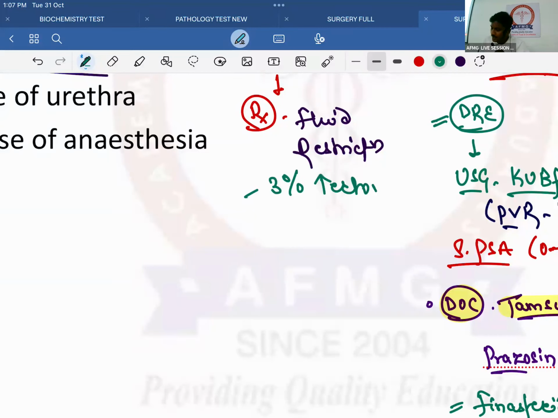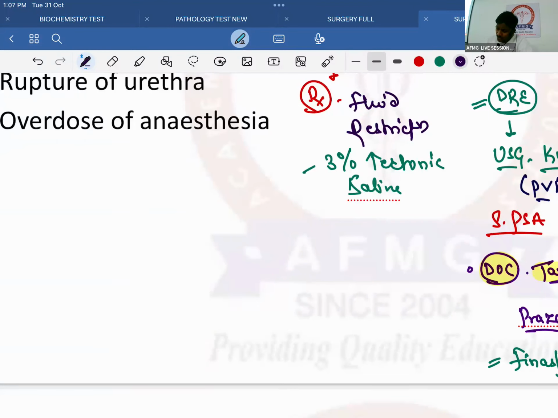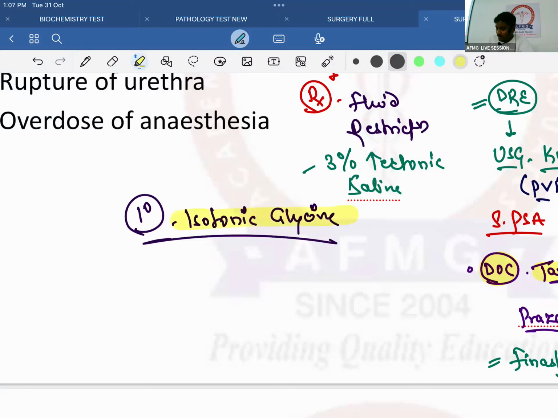3% हाइपरटोनिक सलाइन। शाबाश। Important is, this was about treatment ना, but प्रिवेंट कैसे करोगे? होने ही नहीं देना वाटर इंटॉक्सिकेशन। तो कौन सा फ्लूइड यूज करना है? आइसोटोनिक। तो प्रिवेंशन के लिए we use isotonic. कौन सा? शाबाश, this was a PYQ again. What is done for prevention of water intoxication syndrome? Answer is use isotonic glycine.